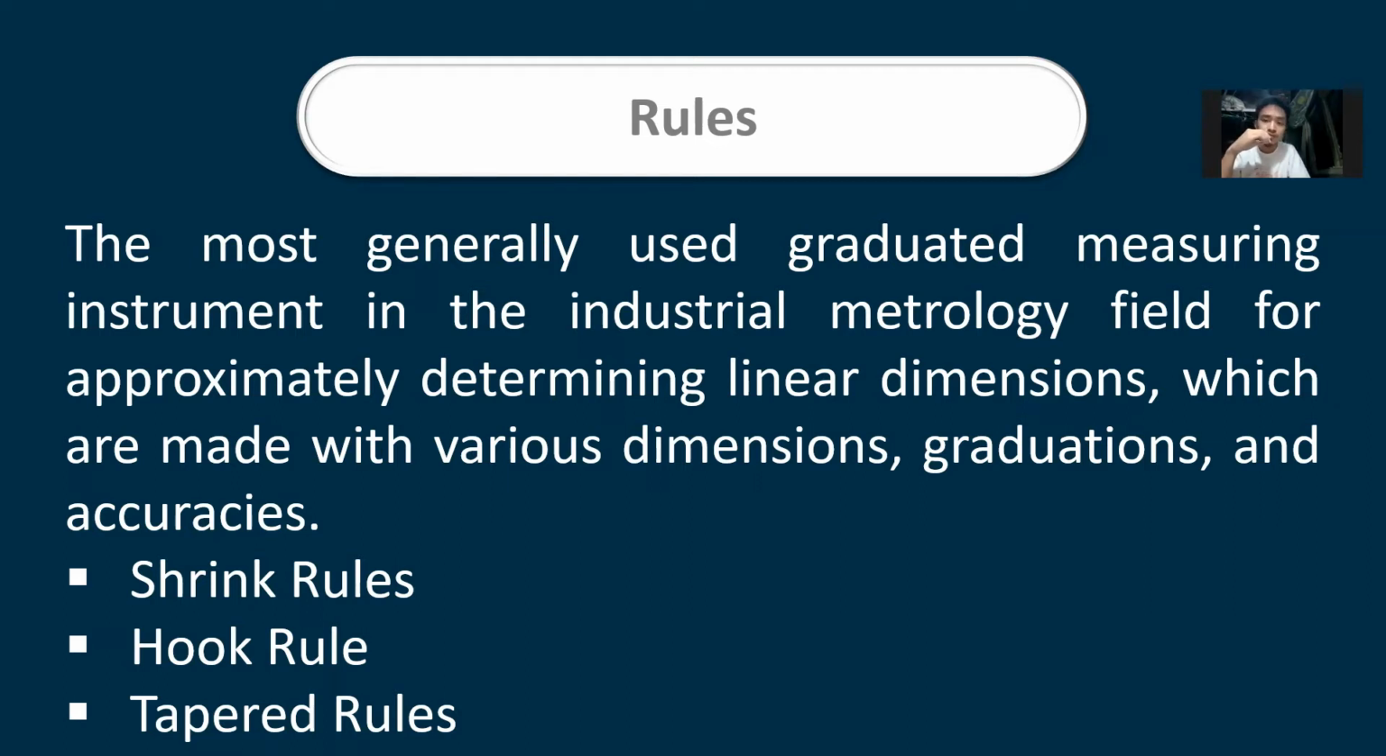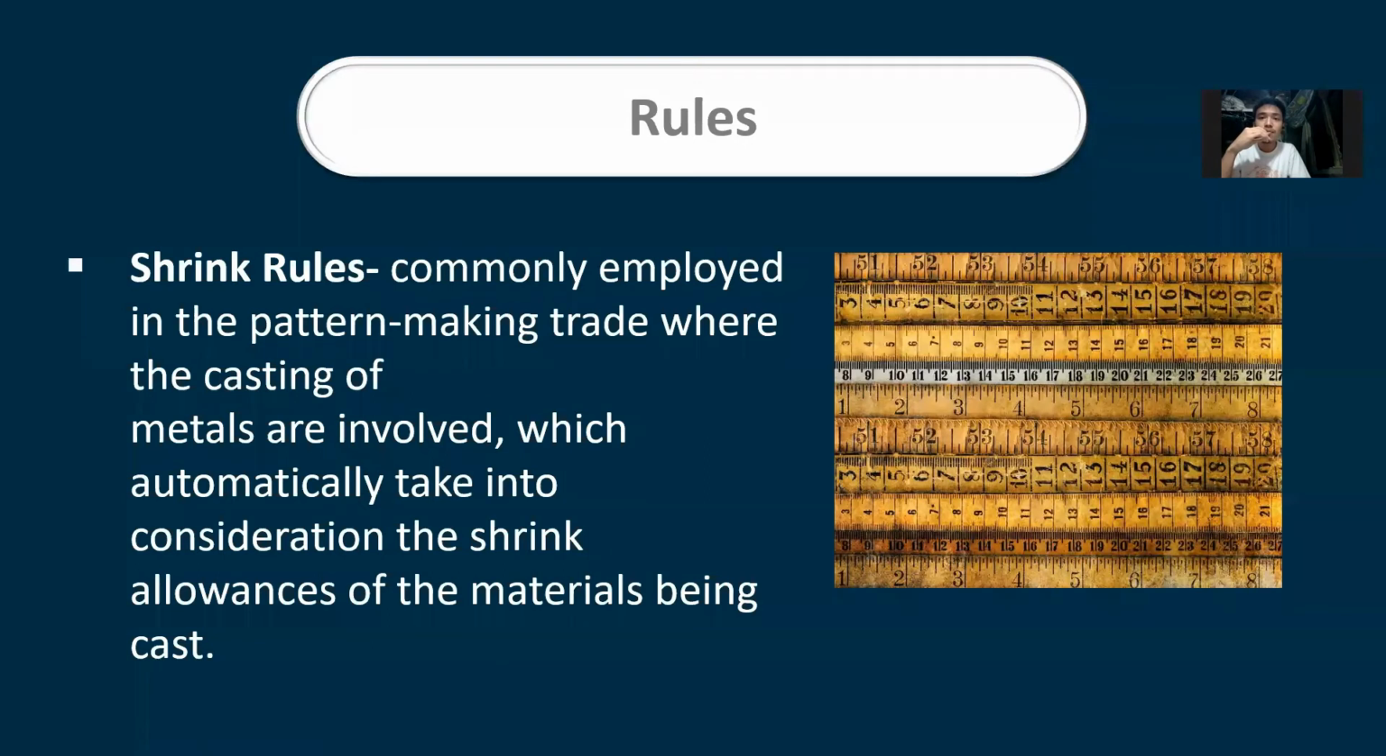An example under the rules, there are three: shrink rules, hook rule, and tapered rules. Shrink rules are commonly employed in the pattern making trade, where the casting of metals is involved, which automatically take into consideration the shrink allowances of the materials being cast.